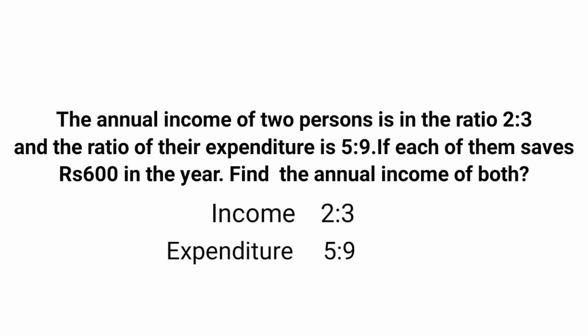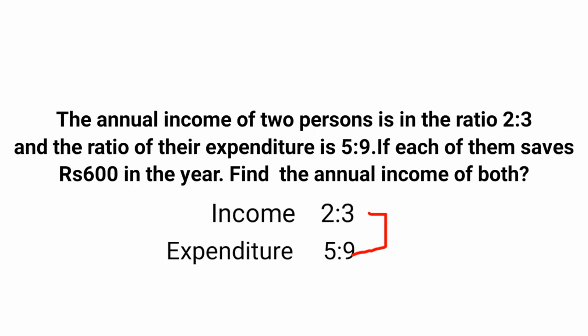In the question, it is said that both of them save rupees 600 in the year, and to get the savings, what we have to do? We have to subtract the expenditure from the income. But from the ratios given in the question, we can find out the difference between income and expenditure. That is, for the first person, the difference between the income and expenditure is 5 minus 2, that is 3. And for the second person, the difference between the income and expenditure is 9 minus 3, that is 6.